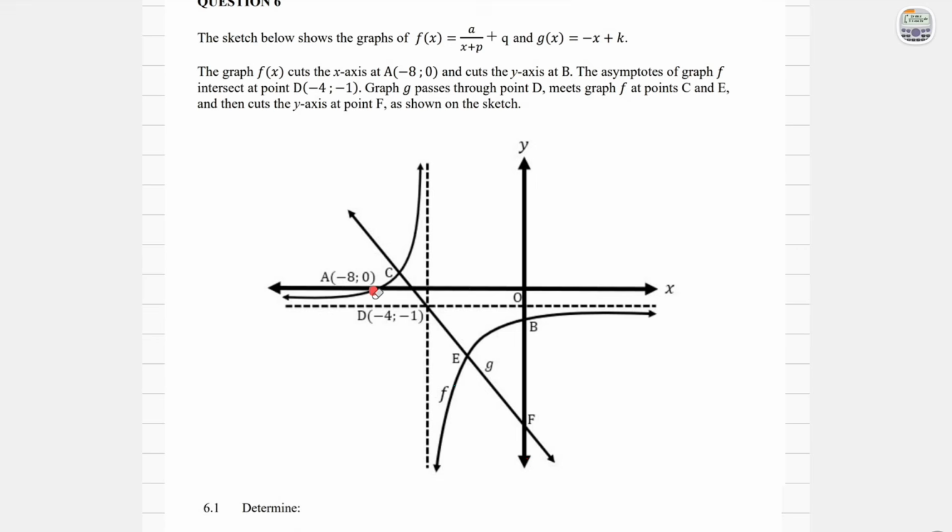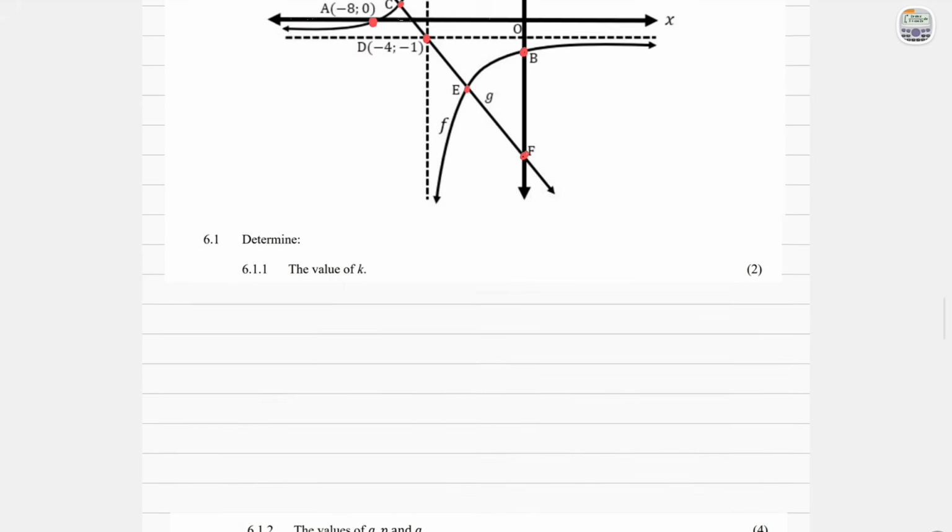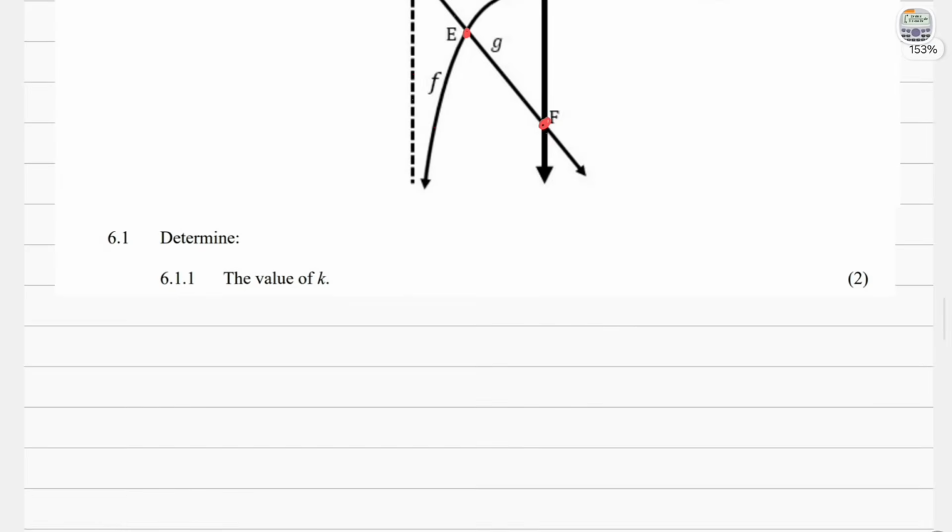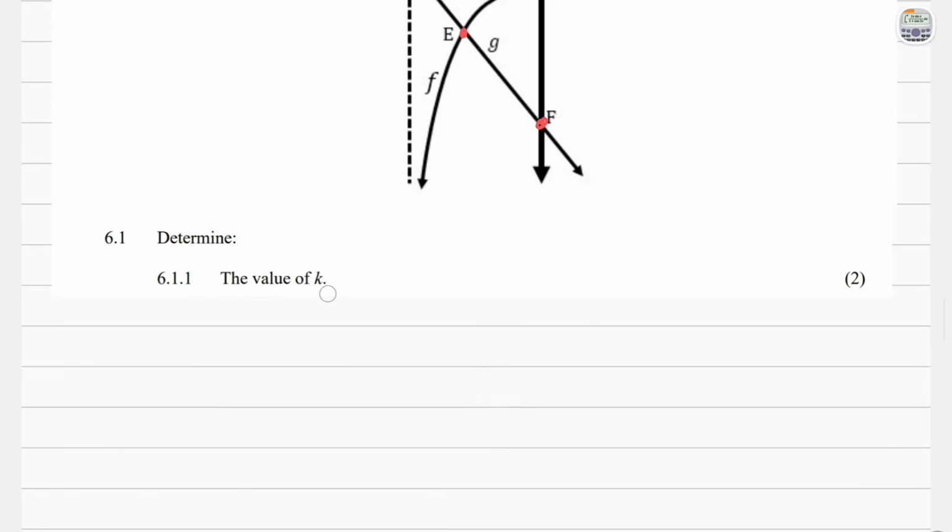It cuts the x-axis here at negative 8 and 0 and cuts the y-axis at B. The asymptotes of the graph of f intersect at point D, which is negative 4 and negative 1. Graph g passes through point D, meets the graph of f at points C and E, and then cuts the y-axis at point F. The first question, 6.1.1, says we need to determine the value of k.